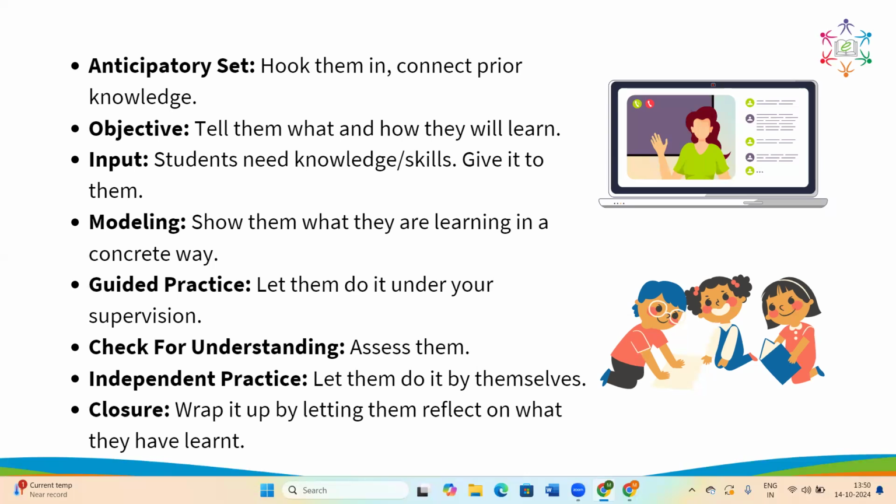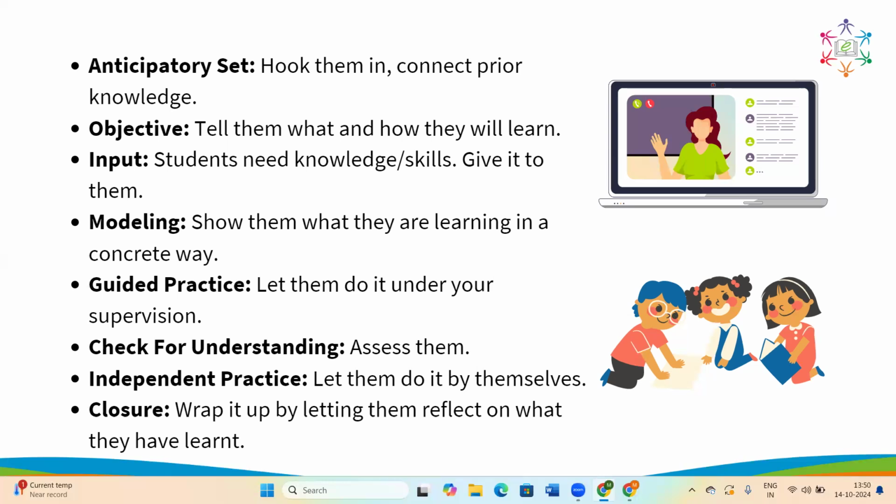Then end with the check for understanding. Ask them questions like, what's the next step? What happens when we multiply these numbers? Ensure students understand each part of the process before moving on. Then end with the independent practice, where the students do it by themselves. Assign a few similar problems for the students to solve independently and check their work afterwards.